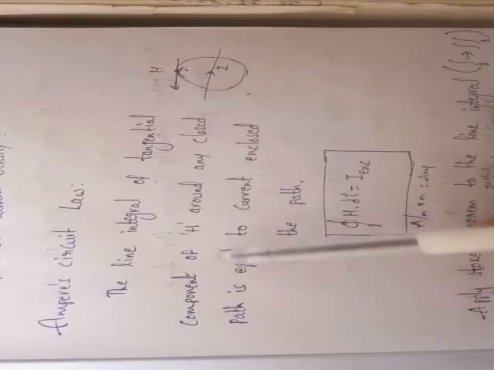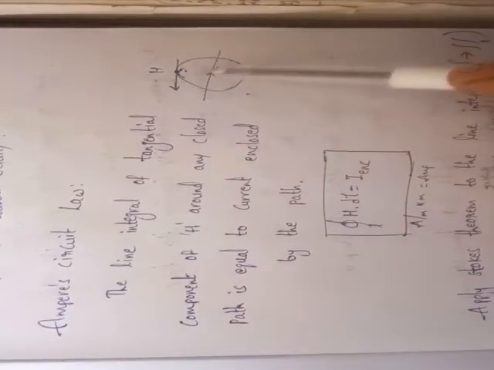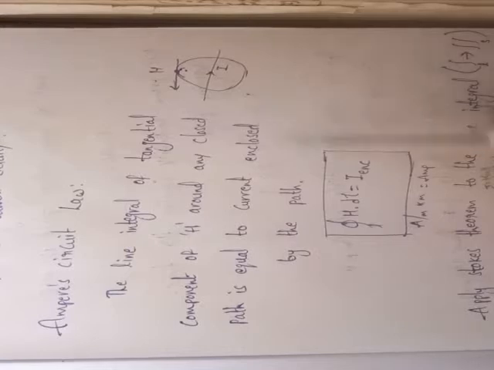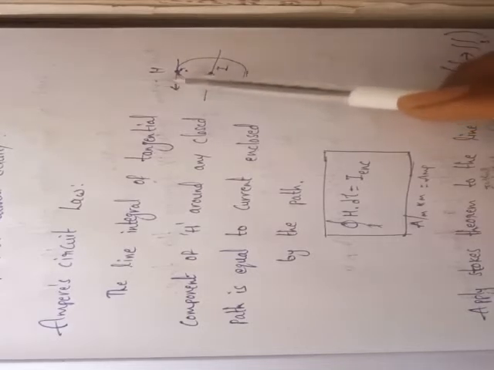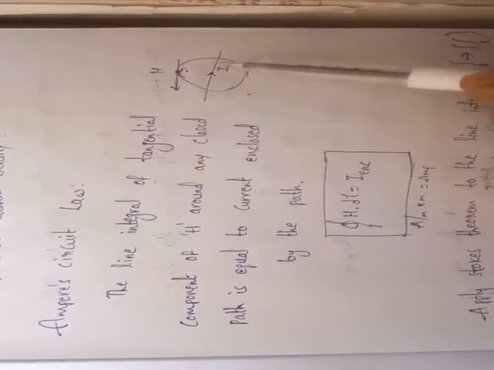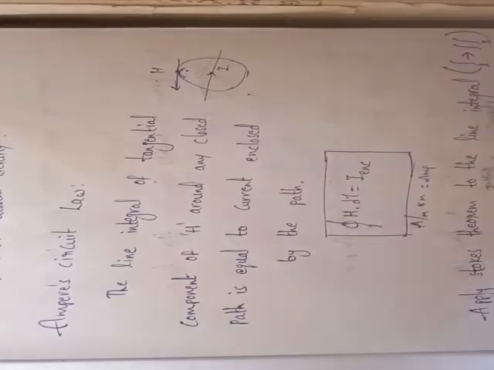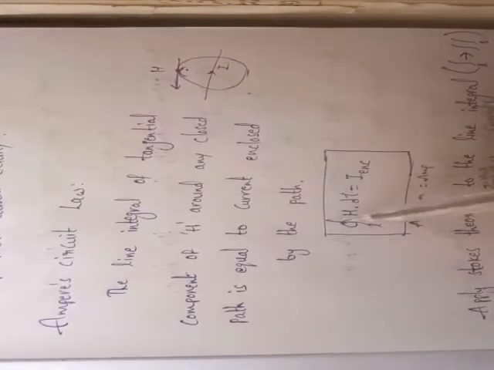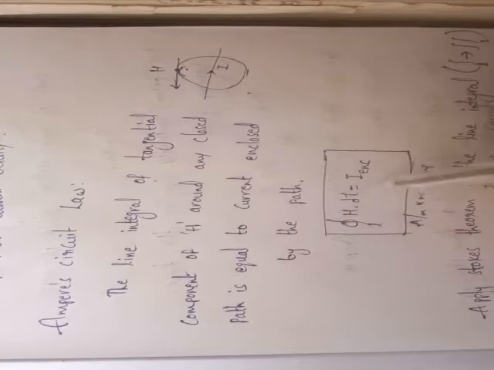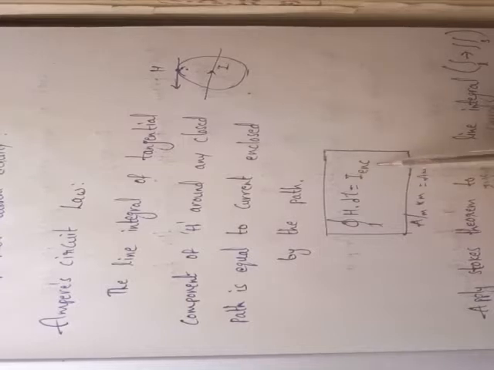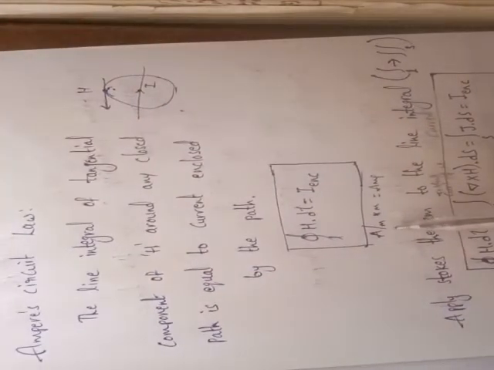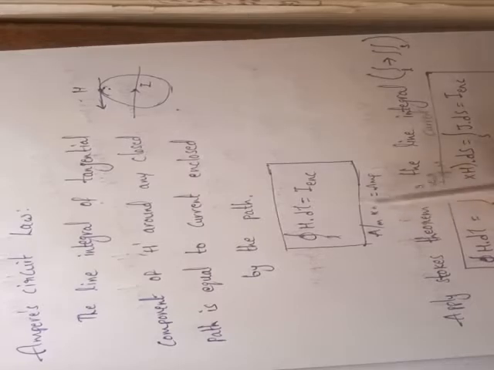Coming to Ampere's circuit law, we know that the line integral of the tangential component of H around any closed path is equal to the current enclosed by the path. It can be represented mathematically as the closed loop line integral of H dot dl is equal to the current enclosed by the path, I enclosed. The unit is A/m, ampere per meter, and dl is in meters.